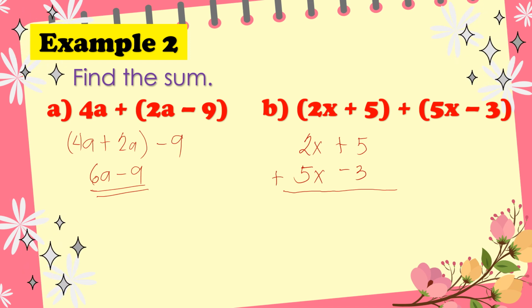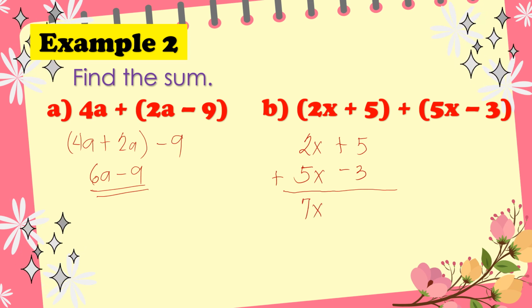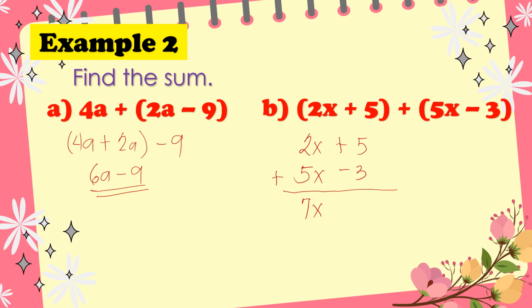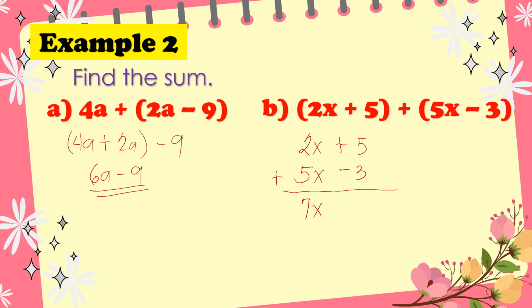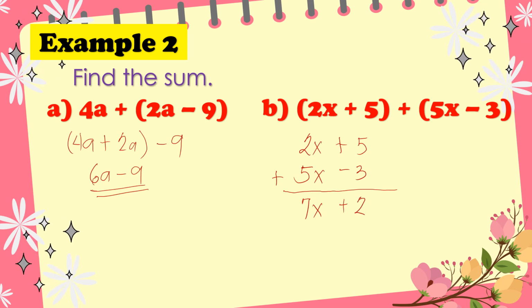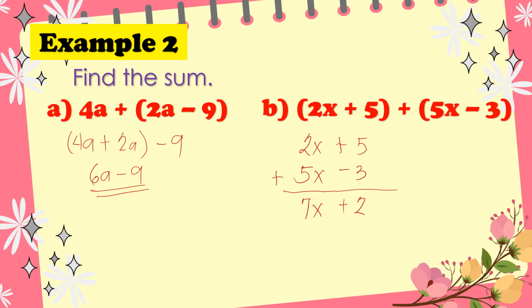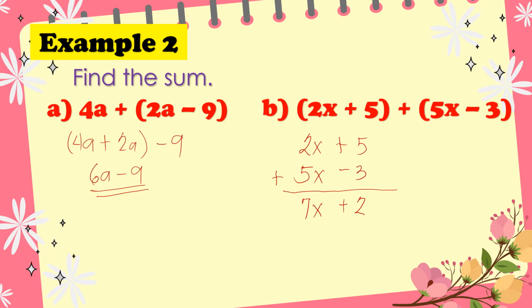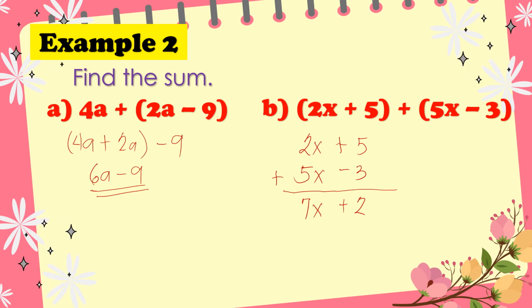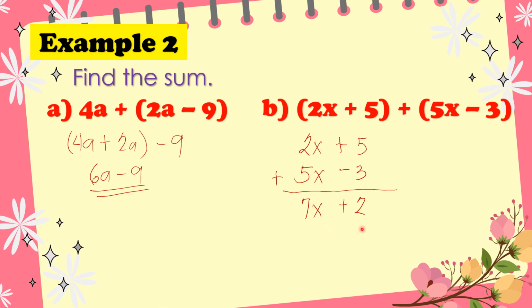So, 2x plus 5x, you will get 7x. And then, positive 5 plus negative 3. So, unlike sila, mag-subtract tayo. 5 minus 3, you will get 2. And then, copy the sign of the integer with greater absolute value, which is 5. Kaya yung plus yung magiging sign natin. So, when you add the quantity 2x plus 5 to the quantity 5x minus 3, the answer is 7x plus 2.